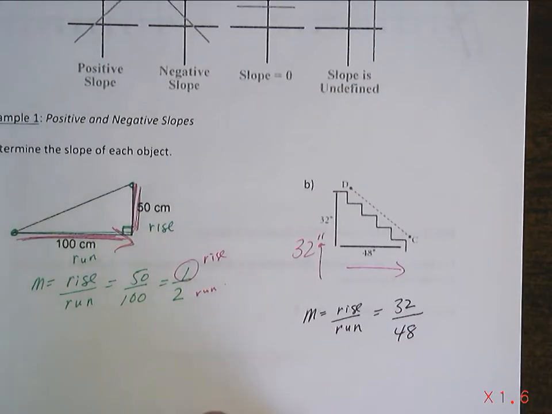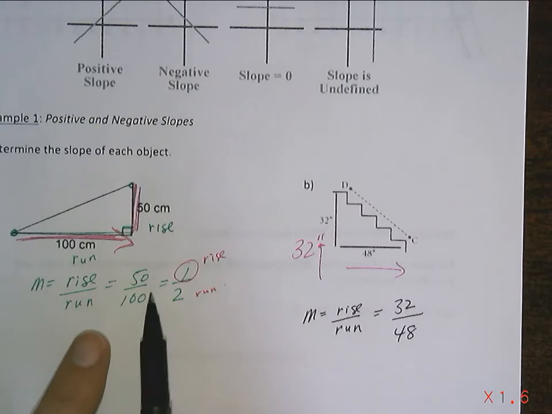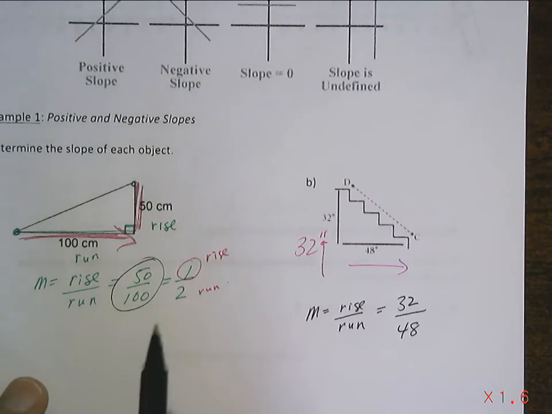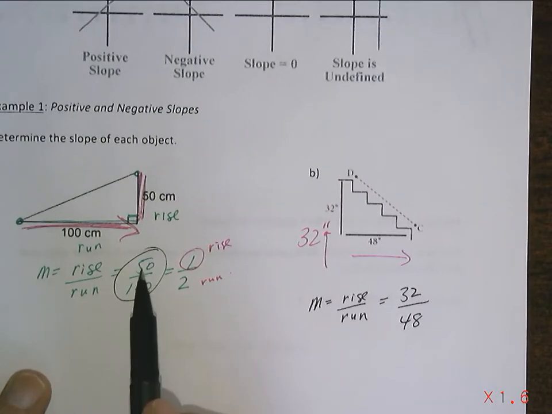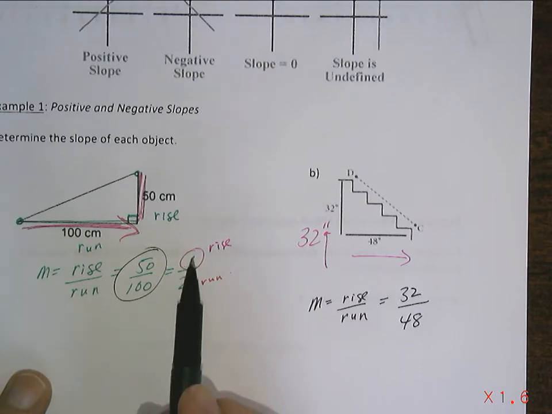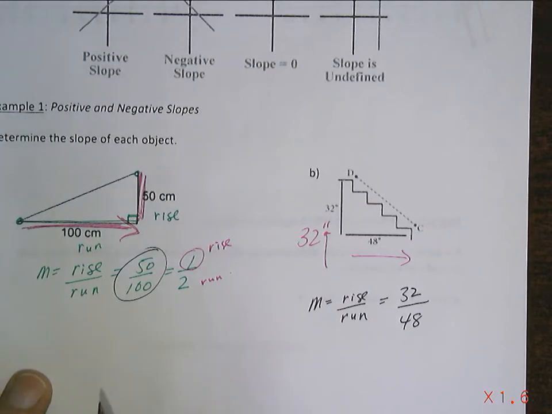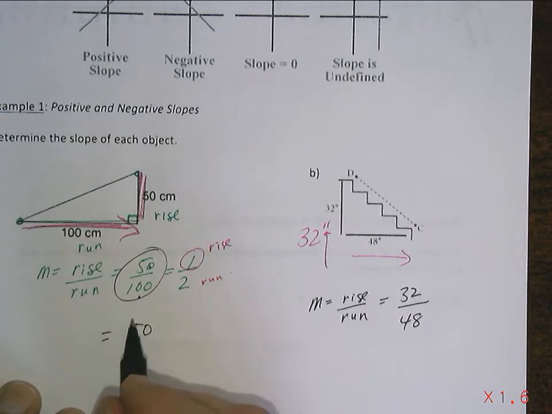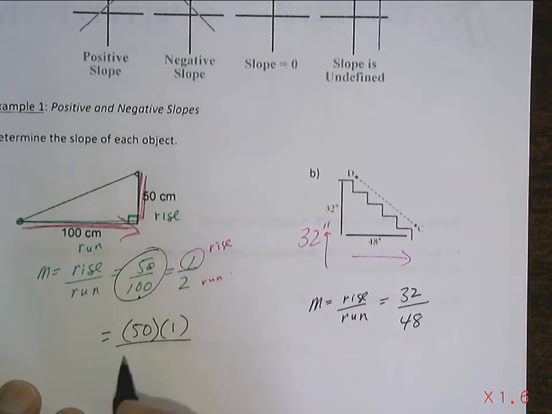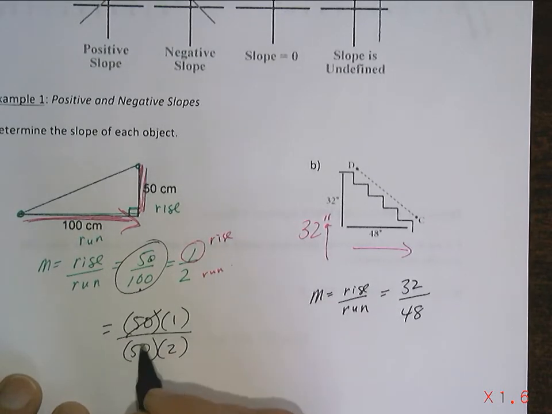Now, something we should probably talk about. Look over here. Did you see what I did? I don't know if I explained it. In fact, I know I didn't. See how this is 50 over 100? And it became 1 over 2. Do you know how I did that? I just reduced, right? There's 1 50 in 50, but there's 2 50s in 100. So this really was 50 times 1 over 50 times 2, and I reduced it to 1/2. You always want to put your slopes into lowest terms.